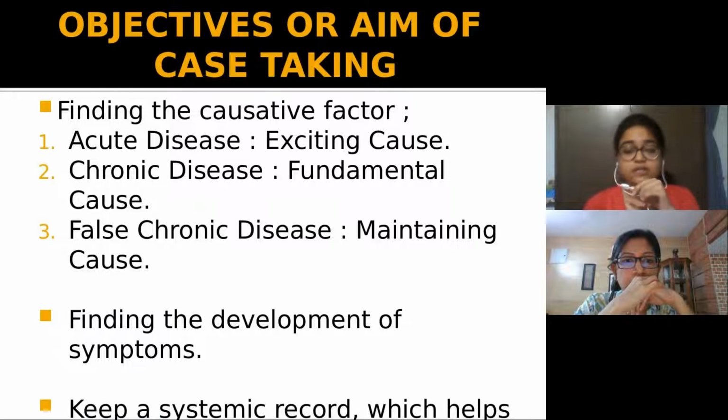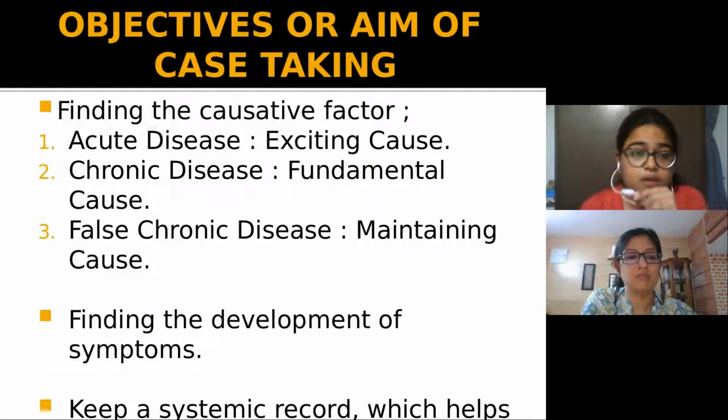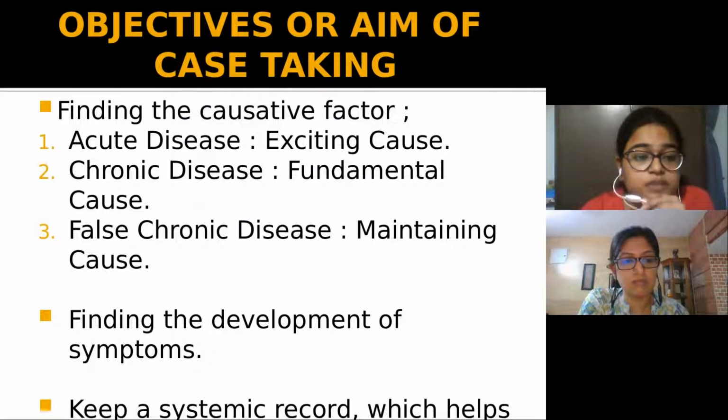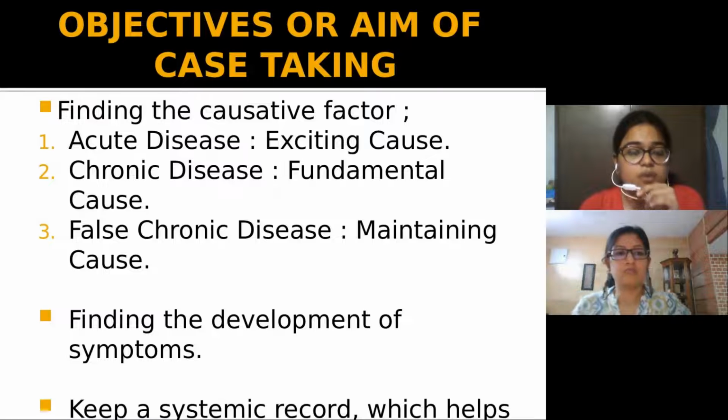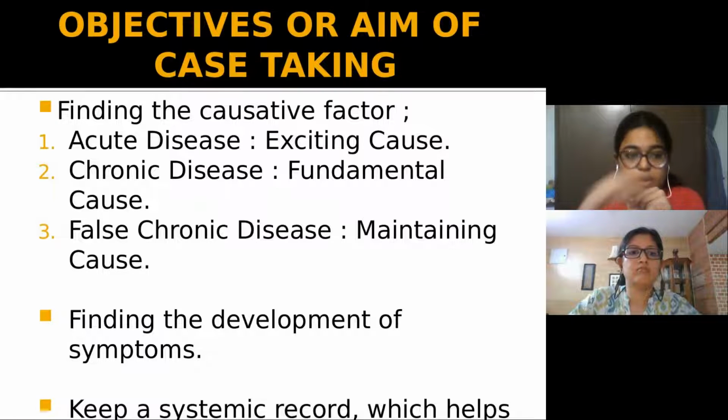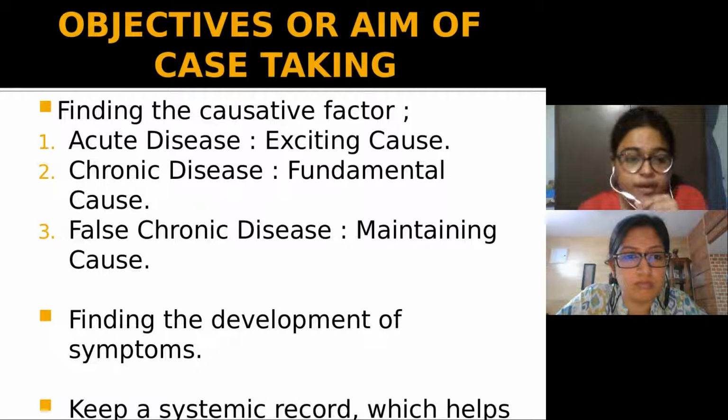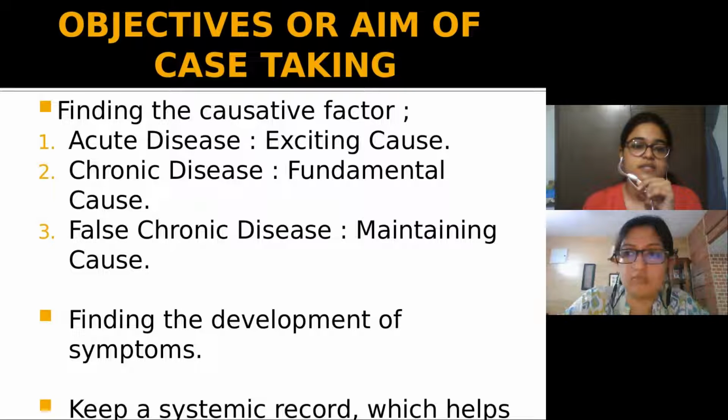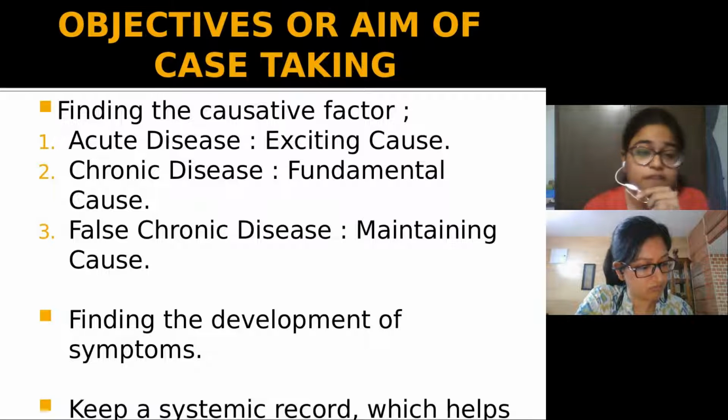Then finding the causative factor. What are the causes behind that condition? So in acute disease, there is always an exciting cause. In chronic disease, there is a fundamental cause. And in false chronic disease, like the pseudo-chronic disease or iatrogenic chronic disease, those are due to long-term allopathic medicines, that is the maintaining cause.